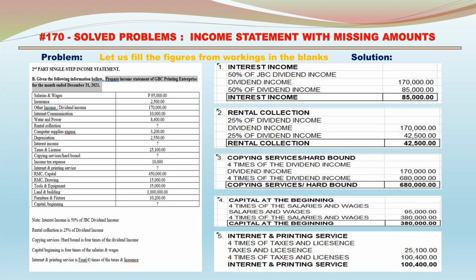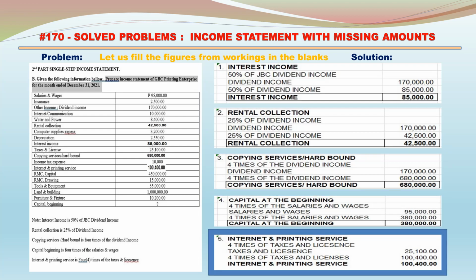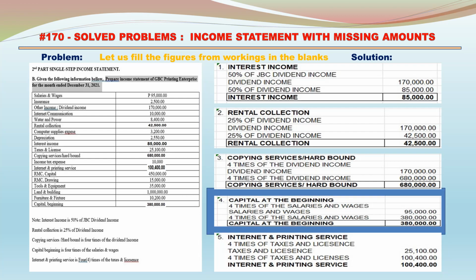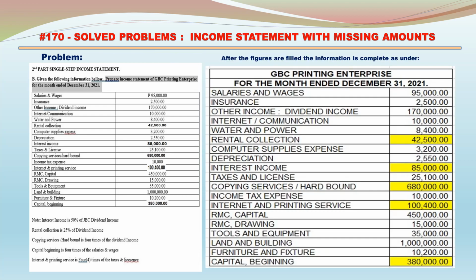100,400. Now let us fill the figures from the workings into the blanks of the information given. Rental collection is 42,500. Interest income is 85,000. Copying services hardbound is 680,000. Internet and printing service is 100,400. Capital at the beginning is 380,000. After the figures are filled, the information is complete as under.